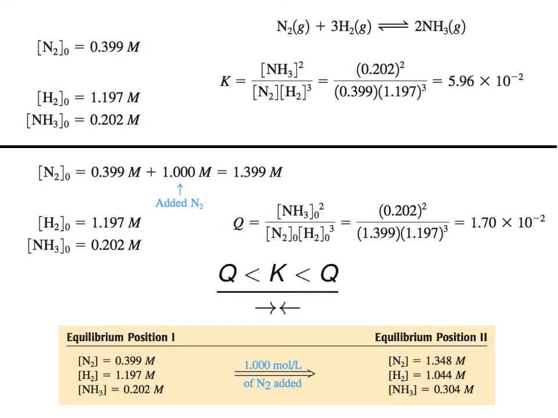Since in this case Q is calculated to be less than K, the reaction shifts right to create a new equilibrium position. In a separate video dedicated only to solving equilibrium problems, we will work with how we can predict the resulting concentrations of any equilibrium system.